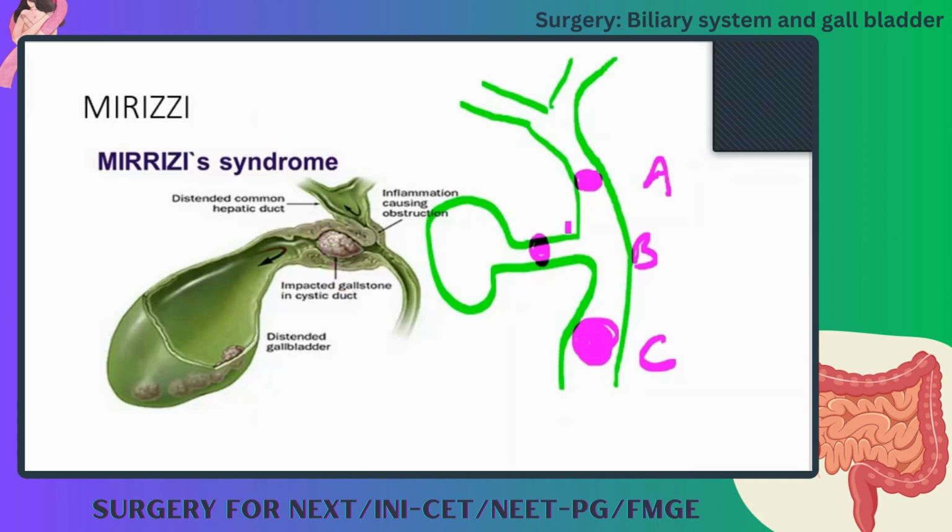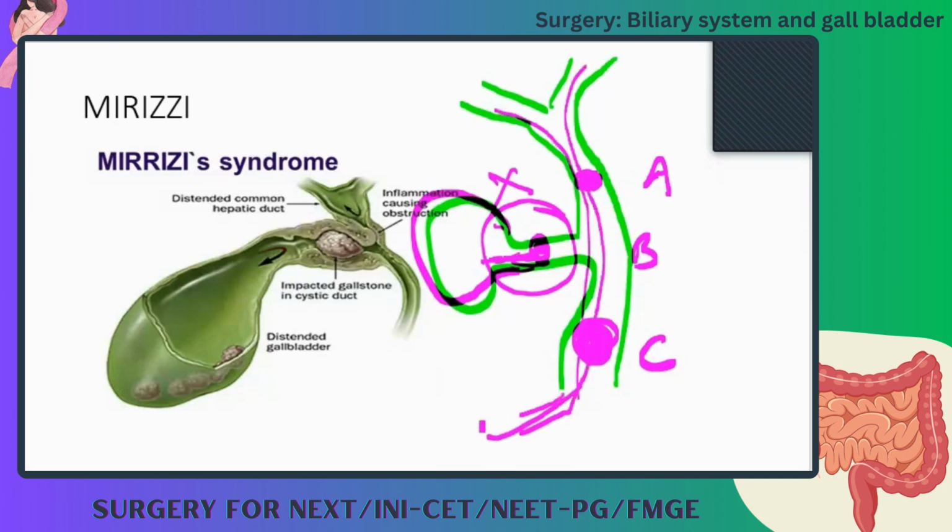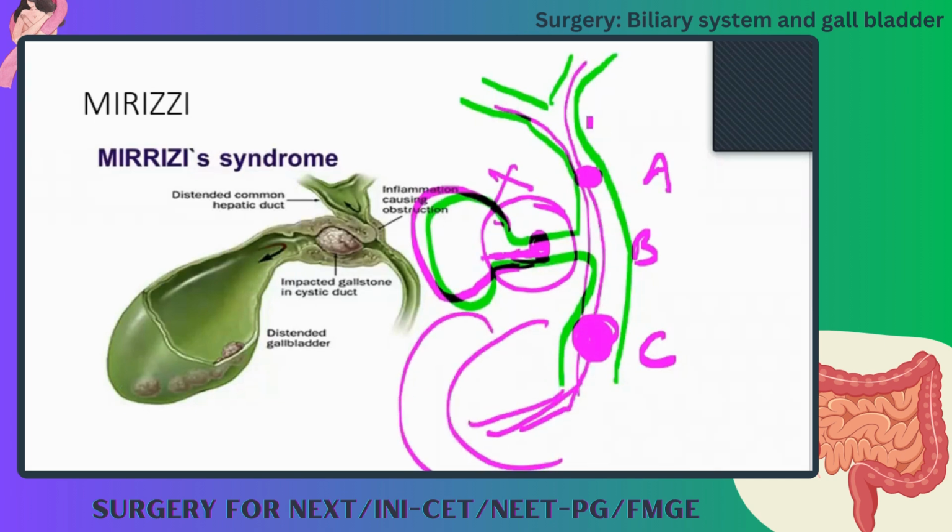B will not cause obstructive jaundice because only the gallbladder secretions are blocked. But the liver secretions are there. Liver secretions are normally going into the duodenum. So A will cause obstructive jaundice, and C will cause obstructive jaundice, but not B.